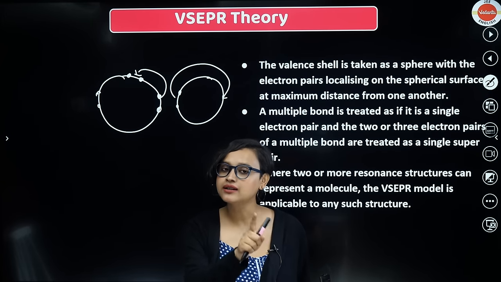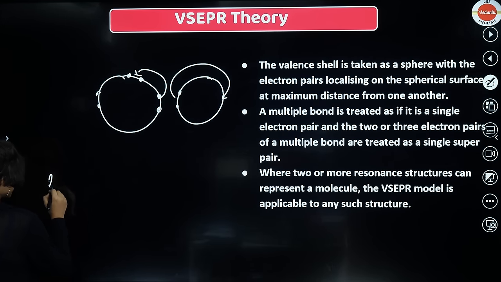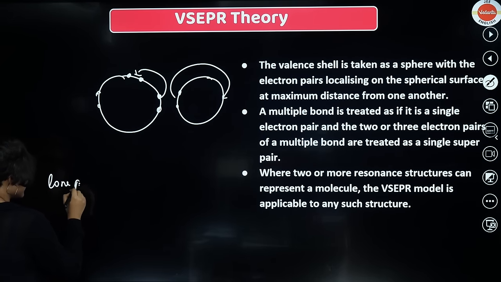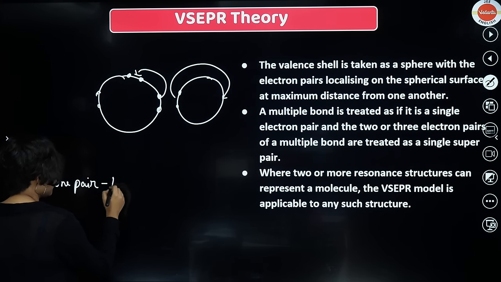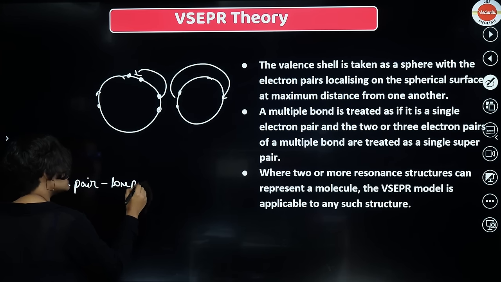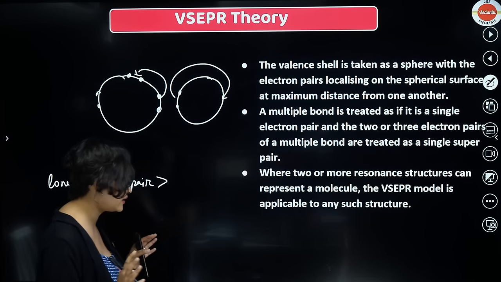In case of VSEPR theory, there is another thing you have to understand, that is lone pair repulsion. You know what a lone pair is, right? Those which are non-bonded. So lone pair repulsion is maximum. A lone pair, the non-bonded one. So understand this, my dear student.